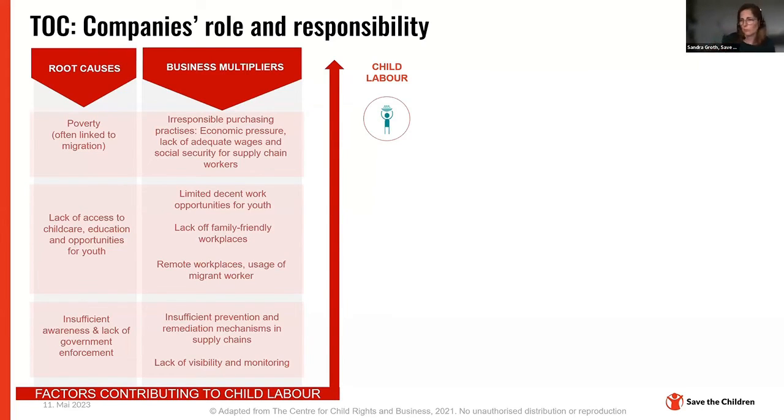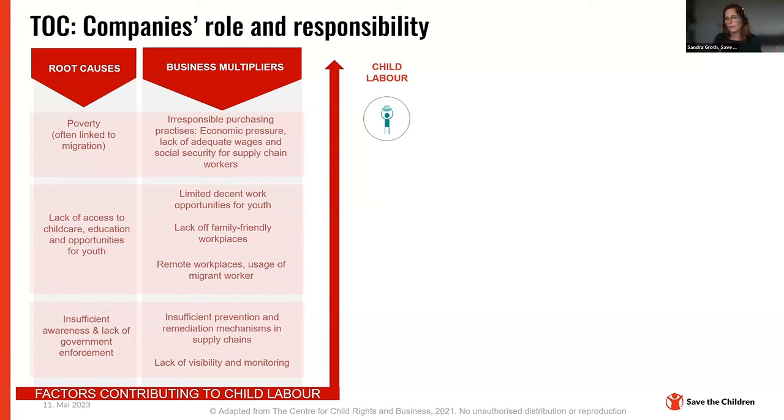But there are multipliers on the business side that increase and enforce the risk, like irresponsible purchasing practices, economic pressure, a lack of adequate wages, and a lack of social security for supply chain workers, a limited offering of decent work opportunities for youth, a lack of family-friendly workplaces, very remote workplaces, and the usage of migrant workers, which increases the risk, but also insufficient prevention and remediation mechanisms in supply chains. And last but not least, the lack of visibility and monitoring that we mentioned before.